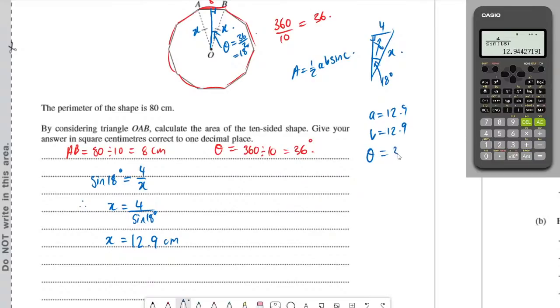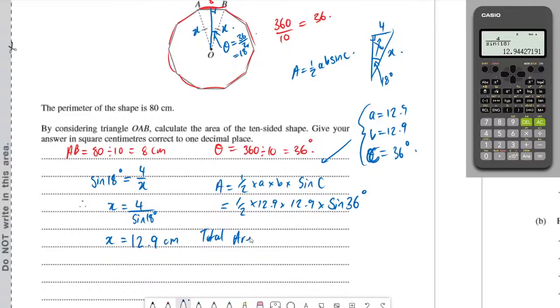We know that theta is equal to 36 degrees. What we can do now is use A is equal to half times A times B times sine C. Well, that's our C value, I guess you could say. Put it into that, we get half times 12.9 times 12.9 times sine of 36 degrees. And then the total area is going to be equal to 10 times half times 12.9 squared times sine 36. If you're not sure where I got that squared from, it's just because it's 12.9 times 12.9.